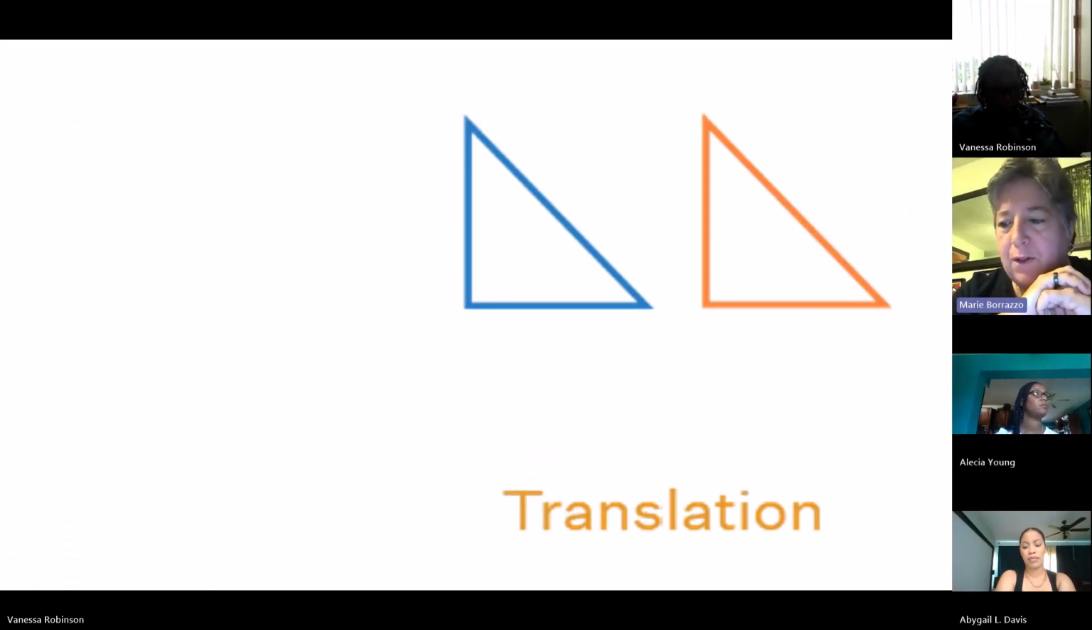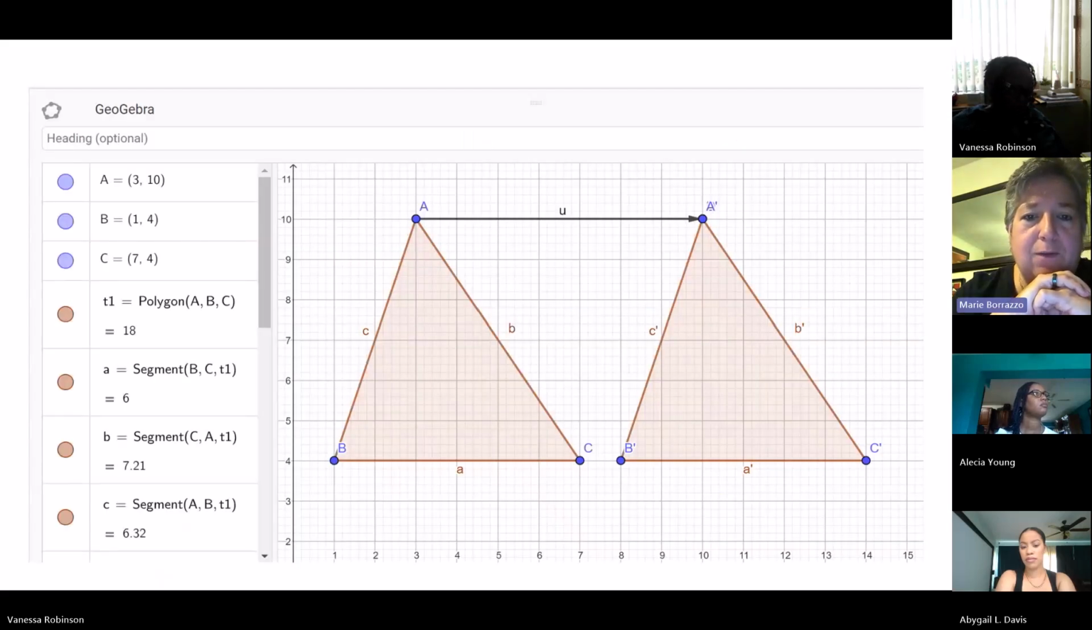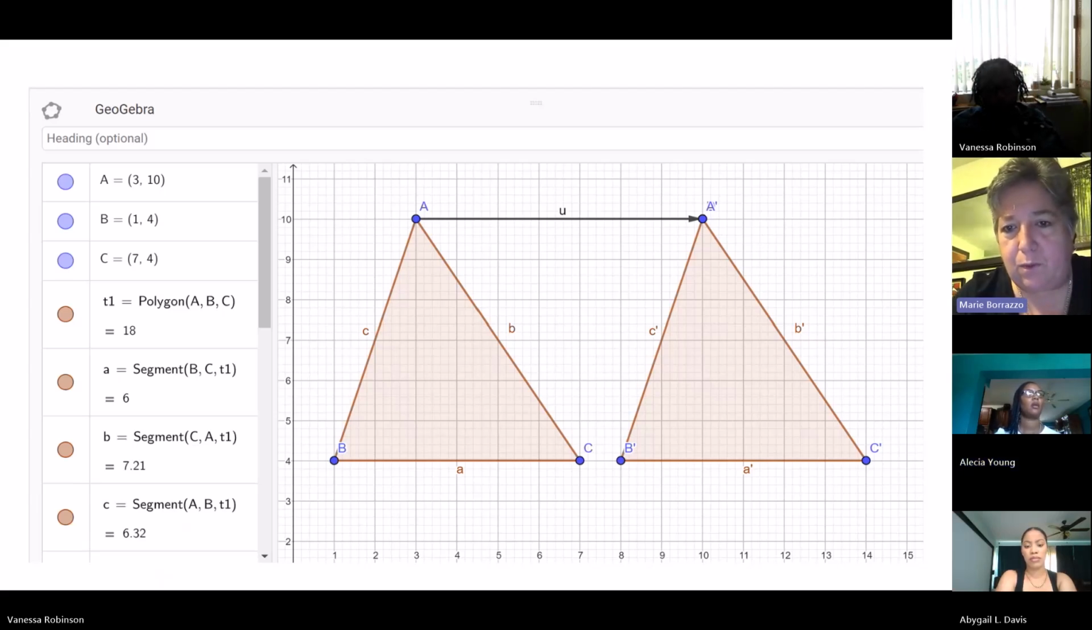The next transformation is a translation. As you can see here, again in GeoGebra, this figure ABC is translated over the vector u, and it's translated to A prime, B prime, C prime. A corresponds to A prime, B corresponds to B prime, and C corresponds to C prime. So that is the rule of thumb of a translation.